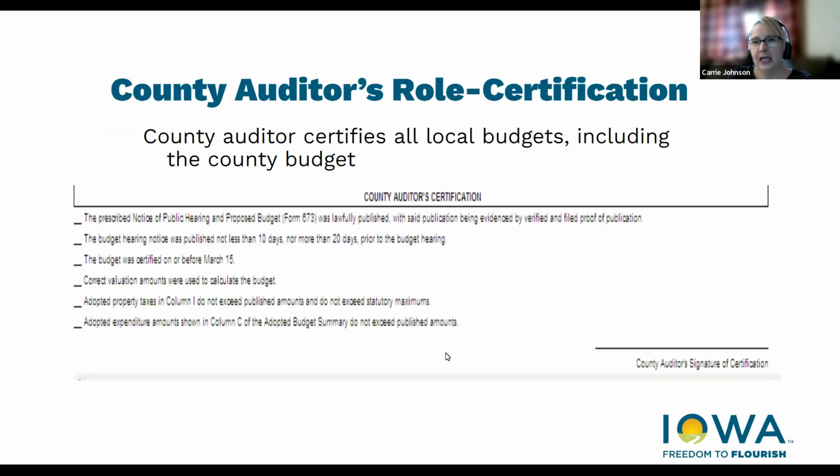And then the county auditors again circle around and certify the budget at the end of the day. So they certify all those local government budgets, including the county budget, and they're checking certain things to make sure the budgets are statutorily compliant. County auditors know this, and it's a whole different segment of their role that the Department of Management talks about with them in greater detail a little later once budget season has started. But in a sense, they're looking for statutory compliance with things like the publication deadlines and tax rates, that sort of thing.